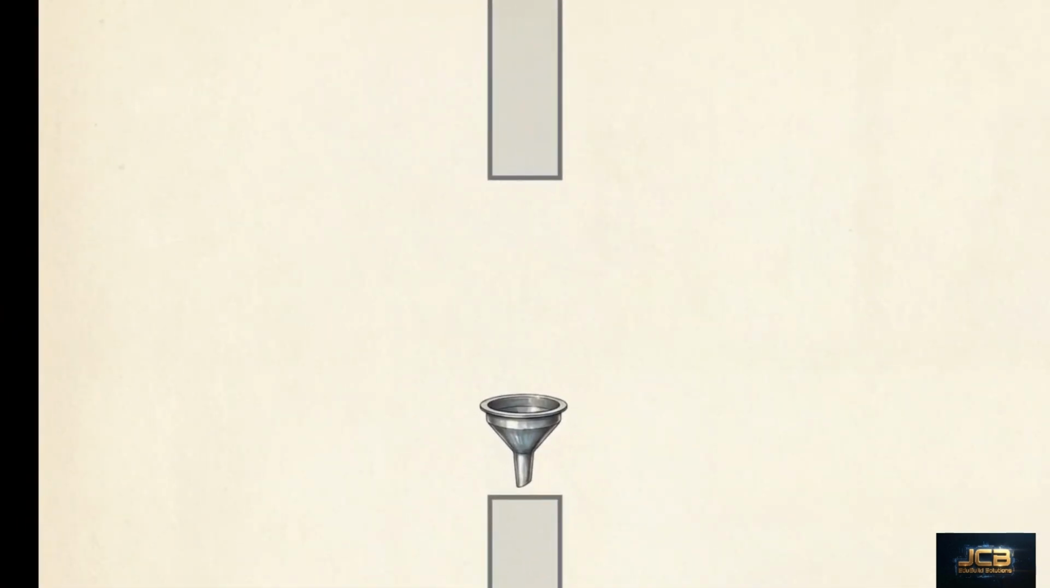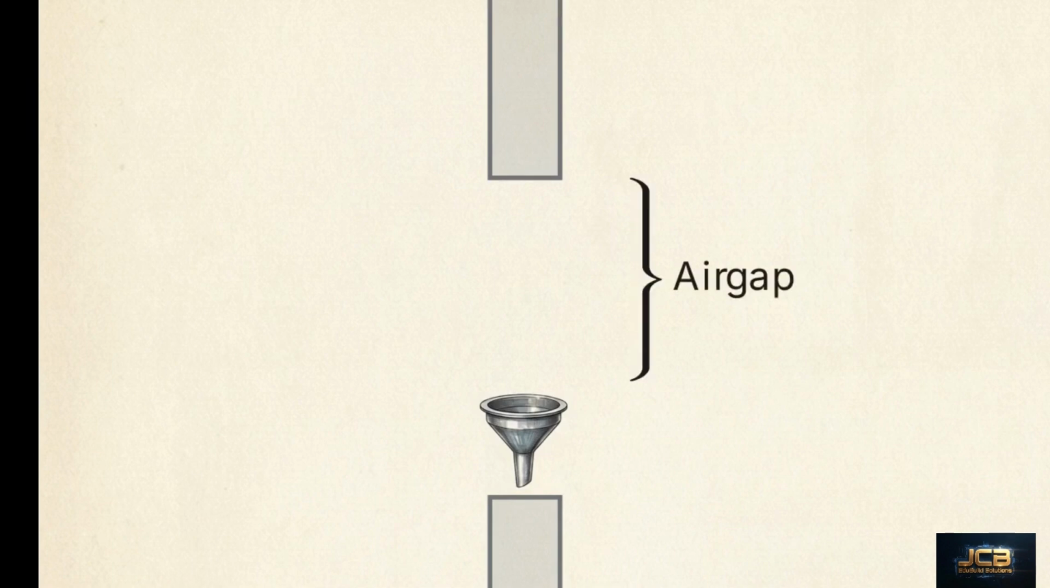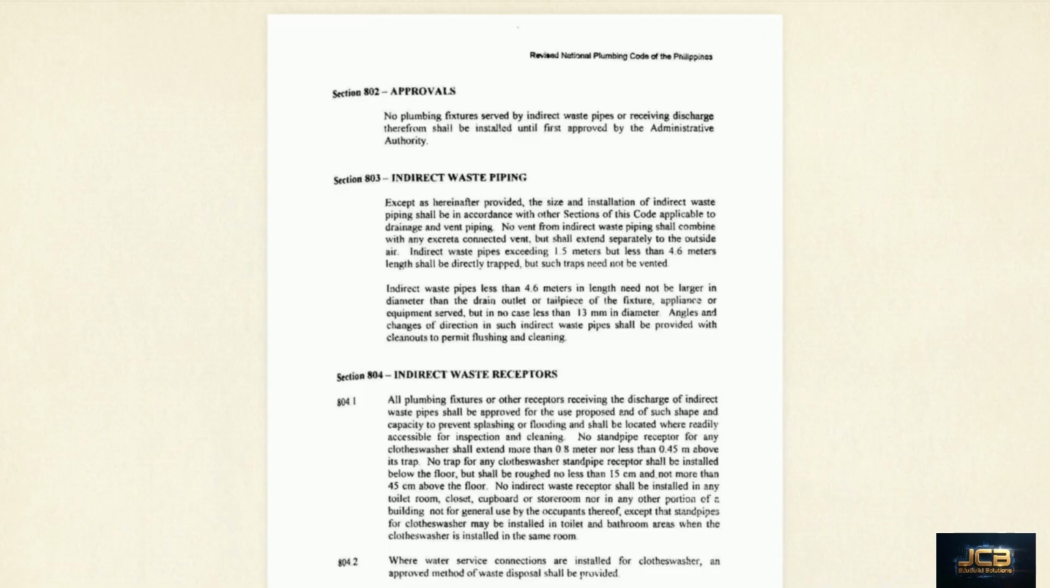We begin with the concept of an indirect waste system. Instead of a continuous pipe leading to the sewer, the physical connection is severed. The wastewater discharges through an air gap, falling freely into a separate receptor that is connected to the drainage system. Section 803 dictates indirect waste pipes under 4.6 meters need no vent, but those over 1.5 meters must be trapped.